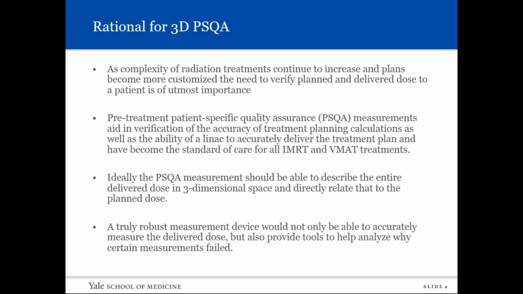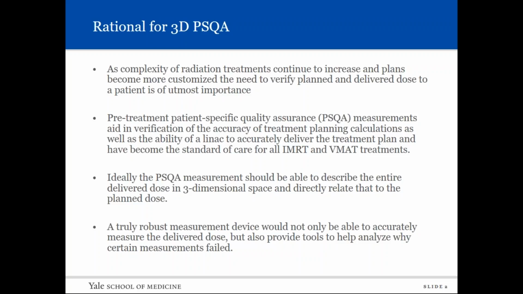The rationale for 3D patient-specific QA: we have to do it because as the complexity of our treatment planning and beam delivery keep becoming more and more complex and individualized, we're introducing a lot higher uncertainties that the dose we plan will not exactly match the dose we impinge upon a patient. One of the ways to reduce these uncertainties is to measure the delivered dose before a patient begins treatment, and these measurements, of course, have become the standard of care for all IMRT and VMAT treatments.